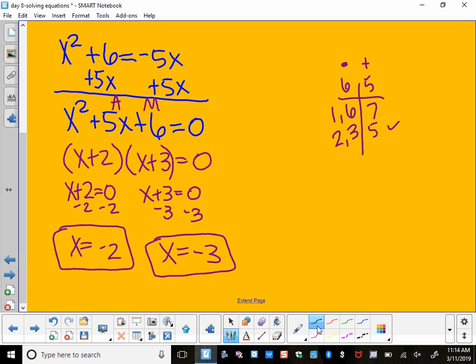What was my LCD in this case? It was just x, right? Is x = -2, x = -3, or either of these answers 0? No. So because my LCD was just x, I just plugged it in. Nothing really to solve there. I know those are going to work.